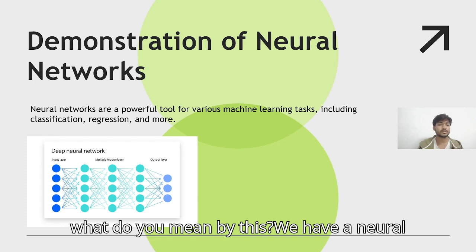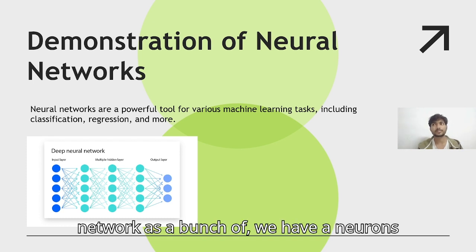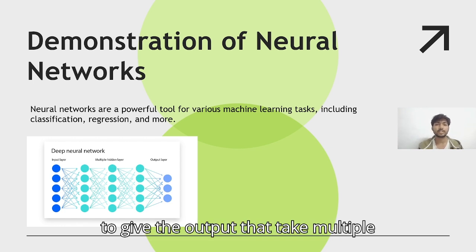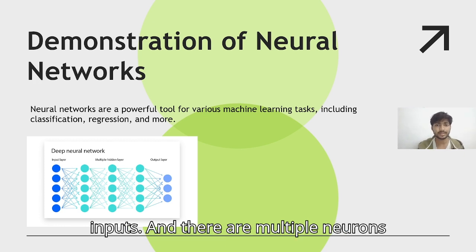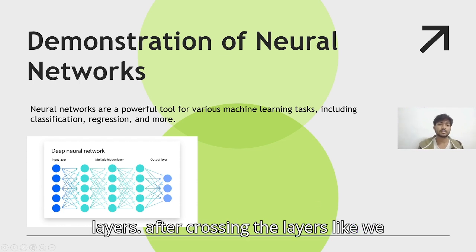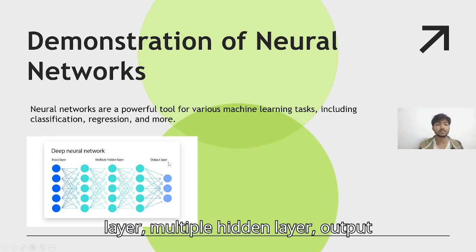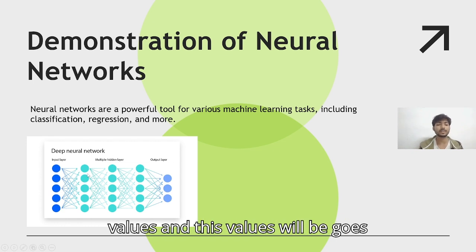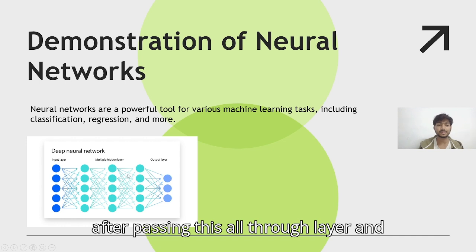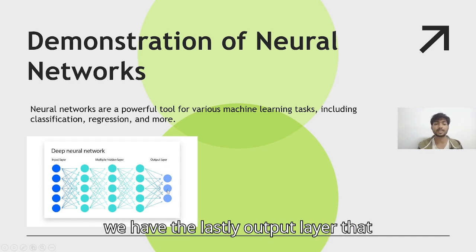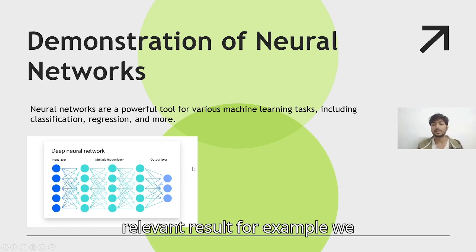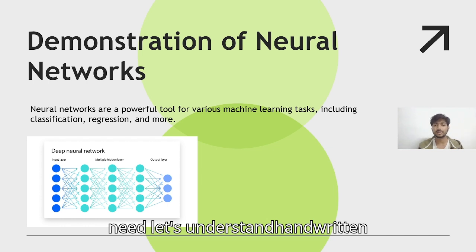So what do you mean by this? You can consider a neural network as a bunch of neurons, and each neuron has its own algorithm to give the output, taking multiple inputs. There are multiple neurons, and they are in the form of layers. We can see in this image, we have an input layer, multiple hidden layers, and an output layer. So basically this will classify some values, and these values will go through these layers. After passing through all the layers, we have lastly the output layer that classifies the output and gets the relevant result.